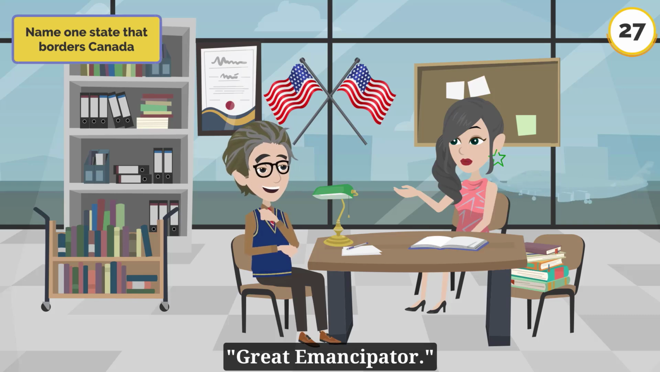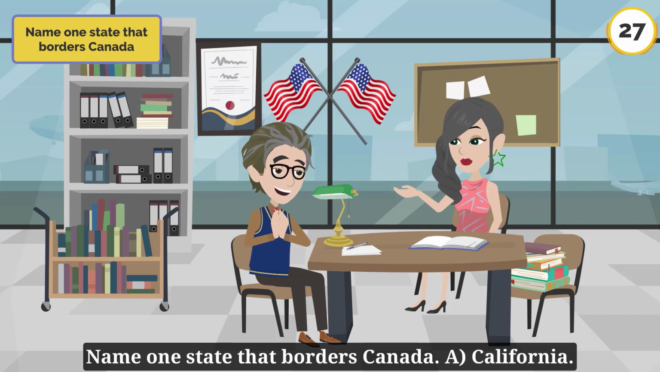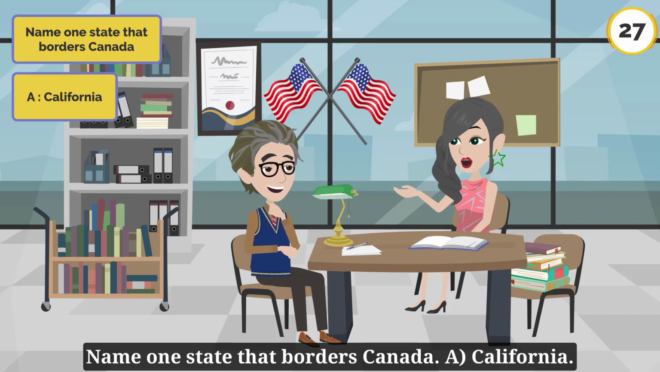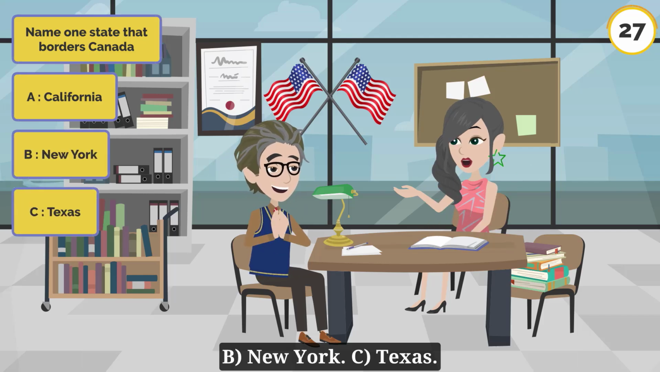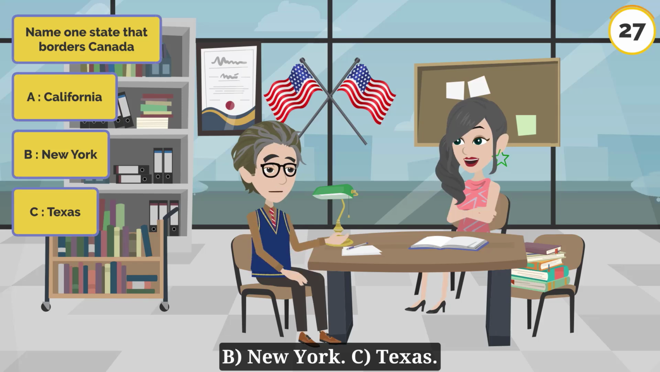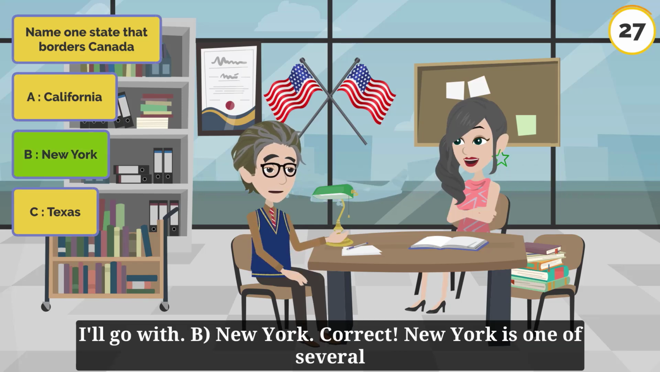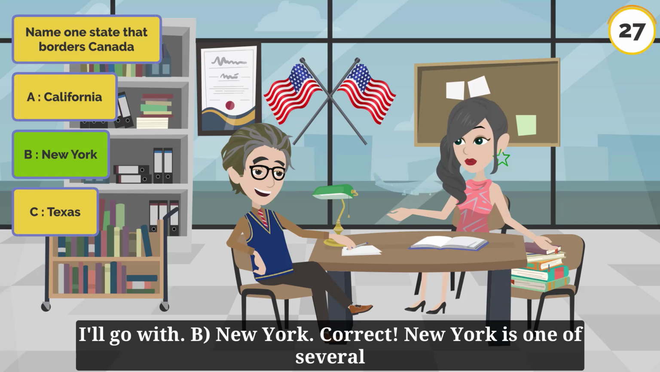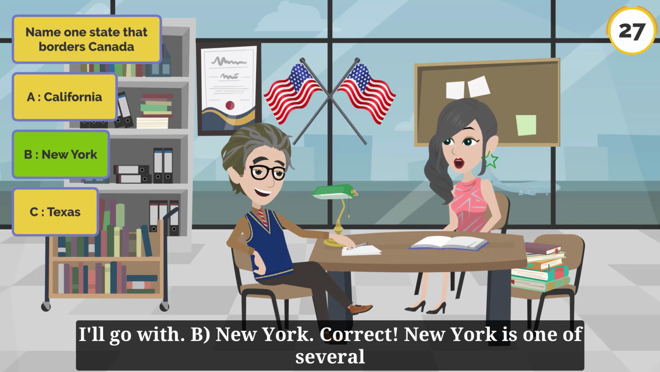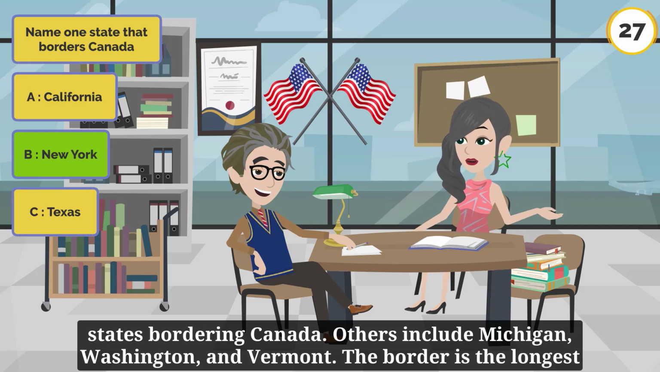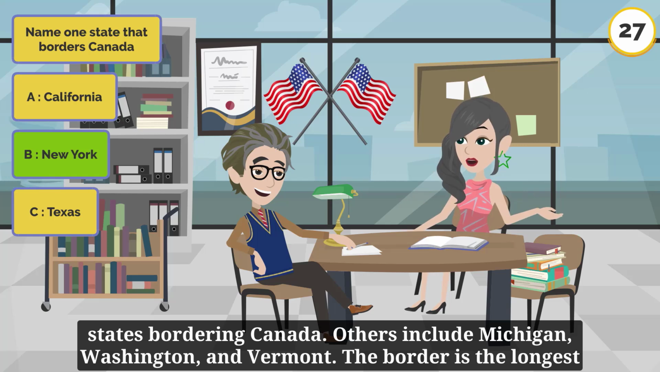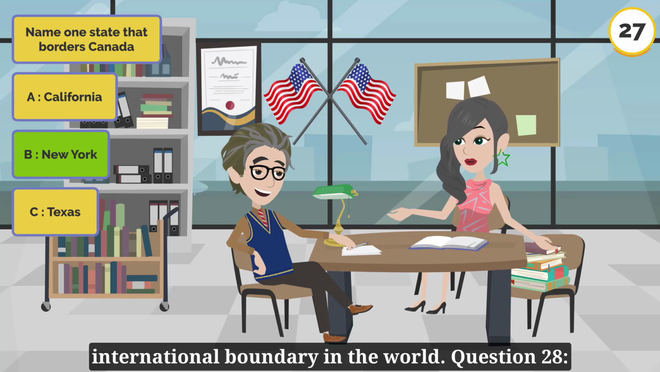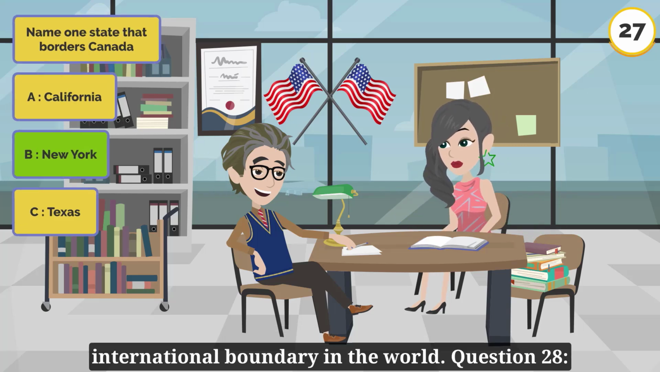Question 27. Name one state that borders Canada. A. California. B. New York. C. Texas. I'll go with B. New York. Correct. New York is one of several states bordering Canada. Others include Michigan, Washington, and Vermont. The border is the longest international boundary in the world.